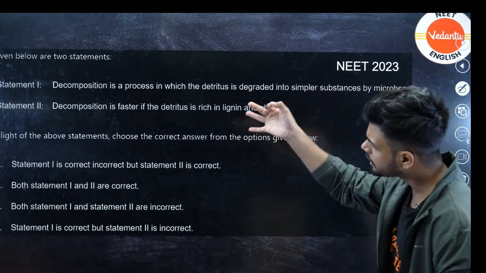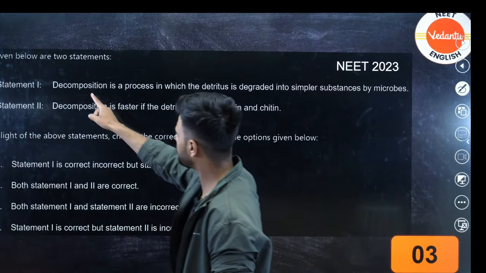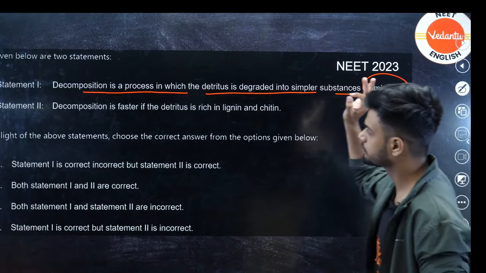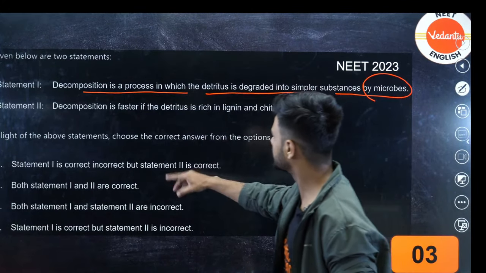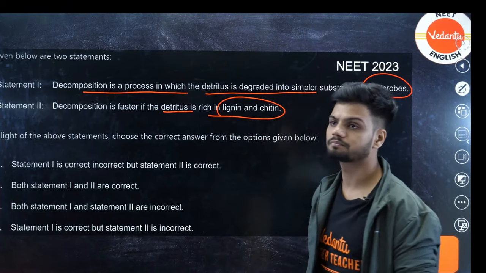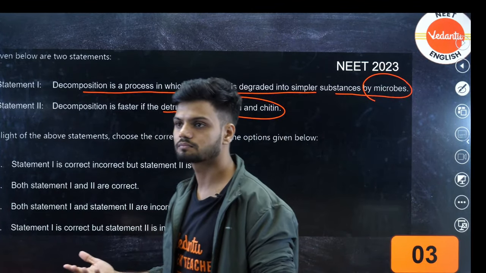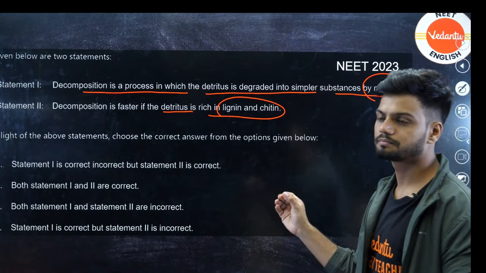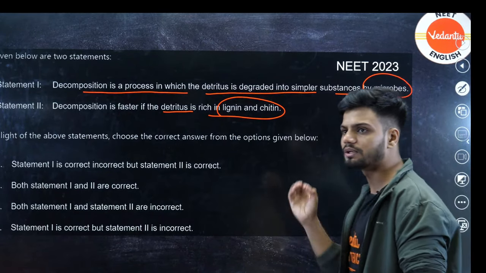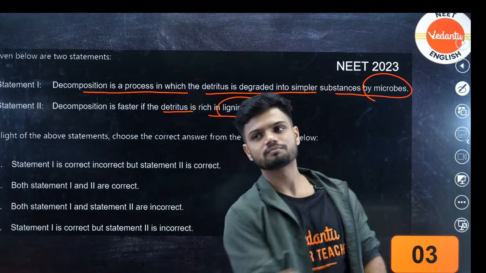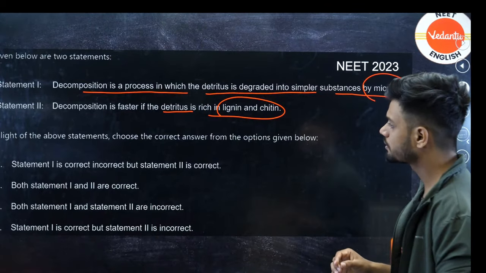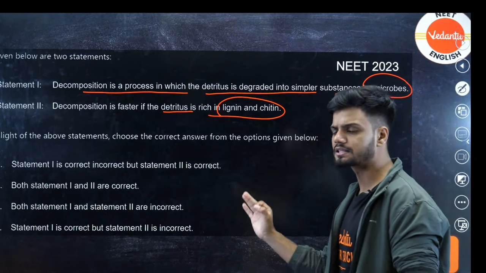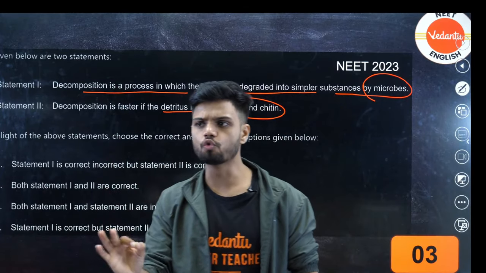Next question. Given below are two statements. Statement number one: decomposition is a process in which the detritus is degraded into simpler substances by the microbes. Statement two: decomposition is faster if the detritus is rich in lignin and chitin. Tell me fast. Which of the following statements are correct? Quick answers. I want everyone to like the video. Sanvi, who was here, please like the video and get out. Tell me quickly. 10, 9, 8, 7, 6, 5, 4, 3, 2, 1.